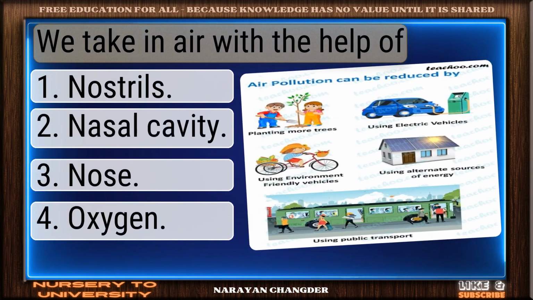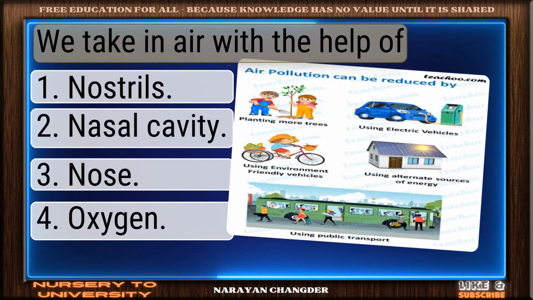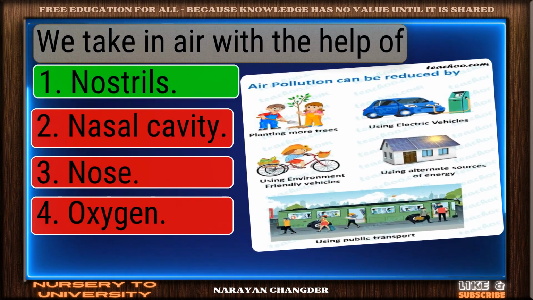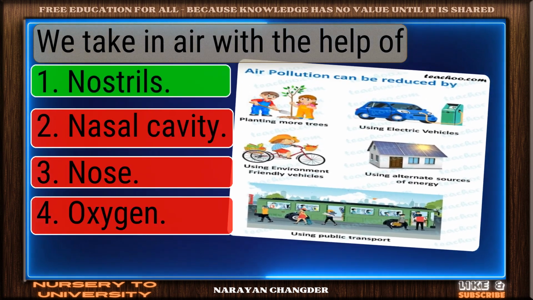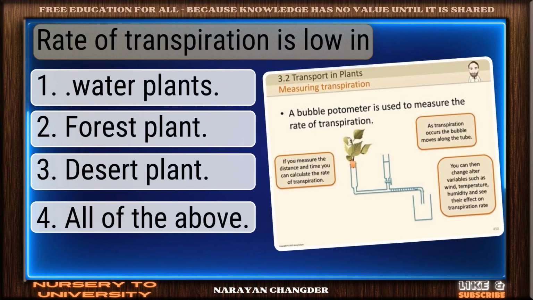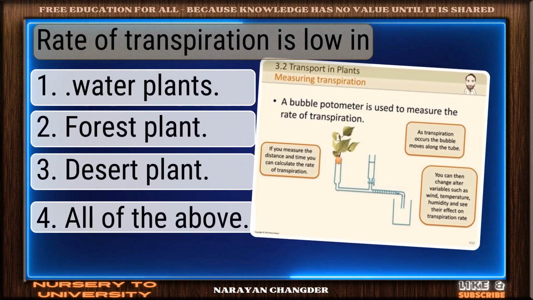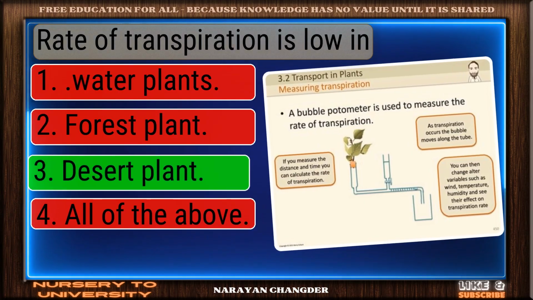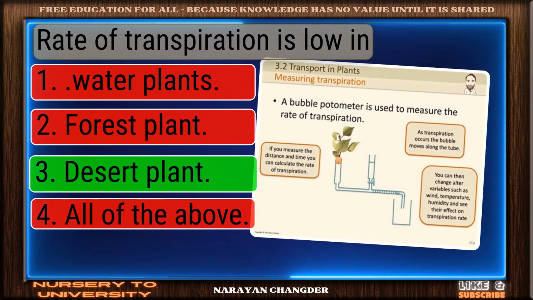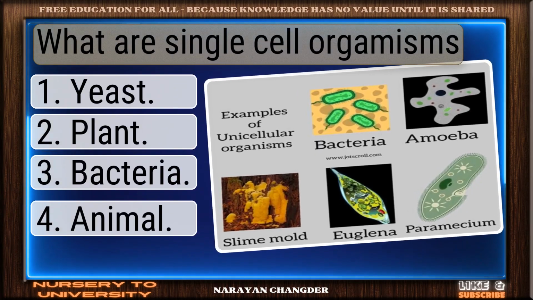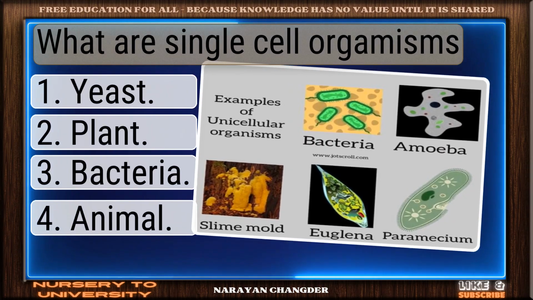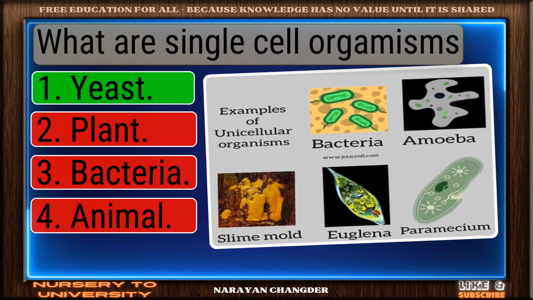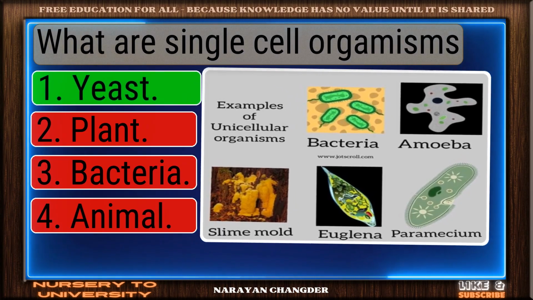Question number 214. We take in air with the help of. Excellent choice. Nostrils is the right answer. Question number 215. Rate of transpiration is low in. Nicely done. Desert plant is a solid answer. Question number 216. What are single-cell organisms? Right again. Yeast is a valid answer.